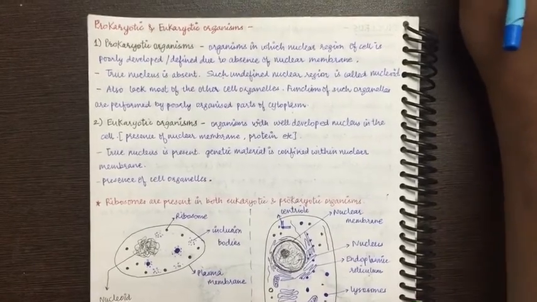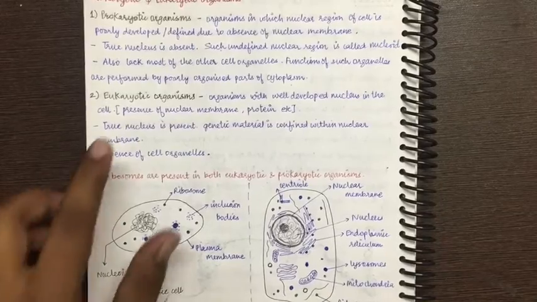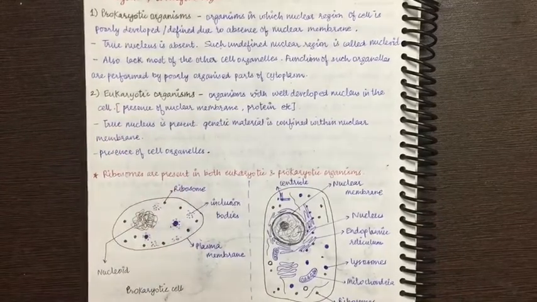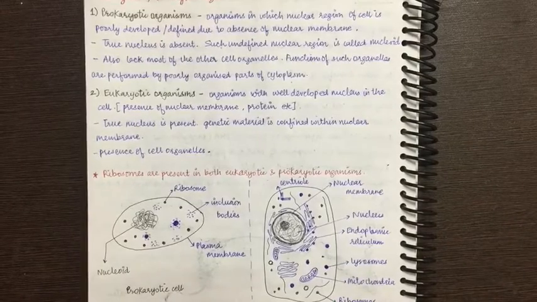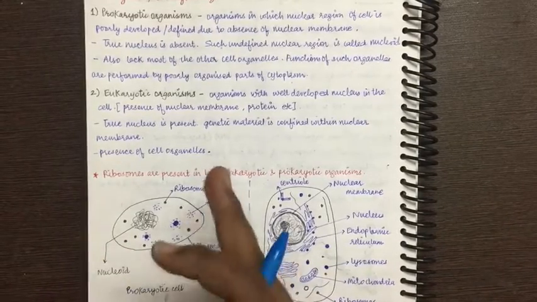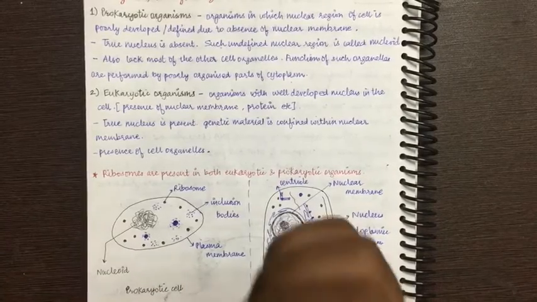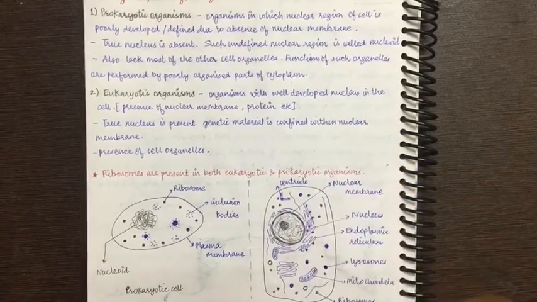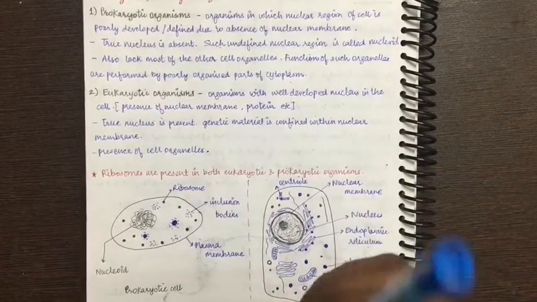On the other hand, eukaryotic organism, the name itself says: Eu means advanced and karyotic means nucleus. So organisms with an advanced nucleus. And what is the sign of an advanced nucleus? A well developed nucleus with a nuclear membrane.